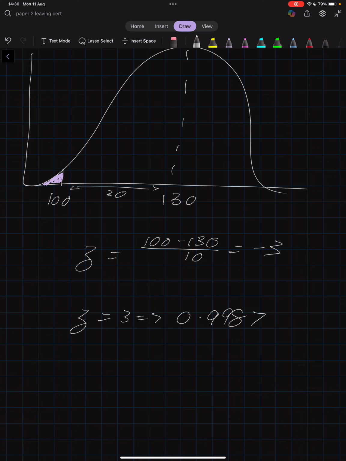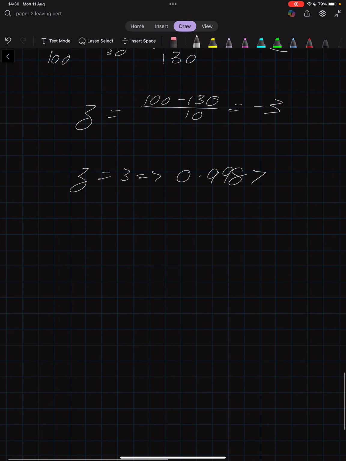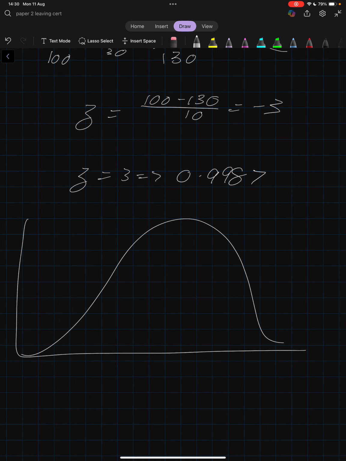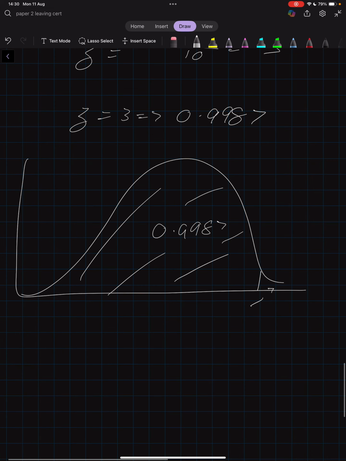So 0.9987. That basically tells you that if we had a z-score of 3, this area would be equal to 0.9987, and then this area here would be 1 minus 0.9987, which is 0.0013. Okay, so this area would be equal to this.